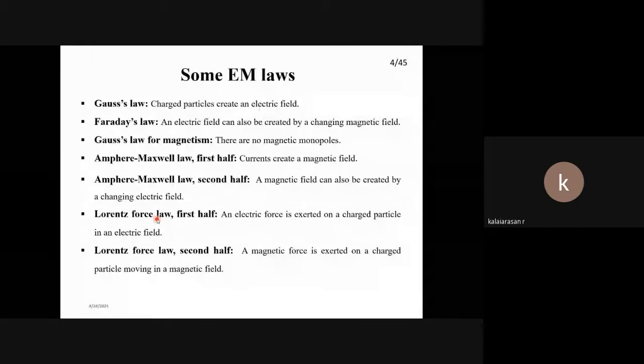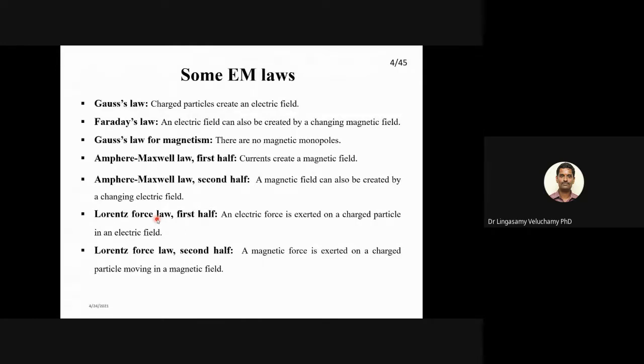Okay. So magnetic field can also be created by changing electric field. This is where the complete cycle is found. I will explain in a minute. And the Lorentz force law, the first half, second half. If a charged particle is in the electric field, then electric force will be exerted. The electric field is nothing but a force between two charged particles or within the particles.